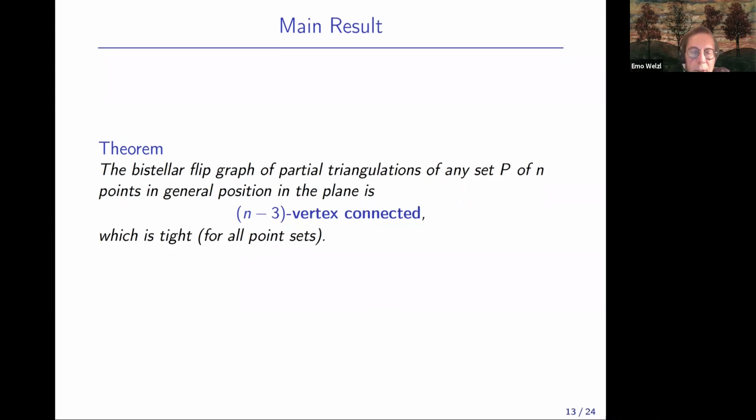So these triangulations, as I described them now, which skip all the inner points, always have degree n-3 in the flip graph.